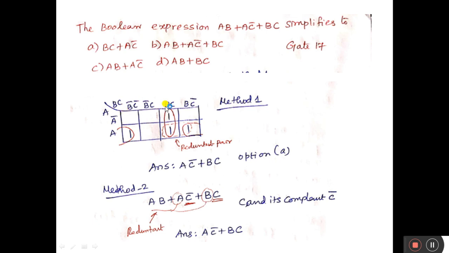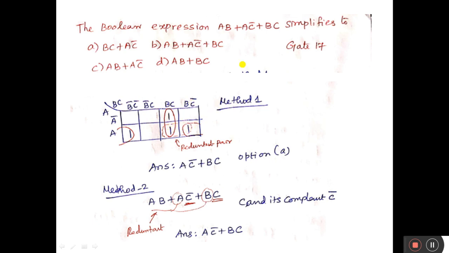Method 1, using K-map. The question is based on three variables, so a three-variable K-map is drawn here: A, B, C, with columns B bar C bar, B bar C, BC, and BC bar. As per the question, the first term is AB. A is here, and this is BC, BC bar. So I can write 1, 1.